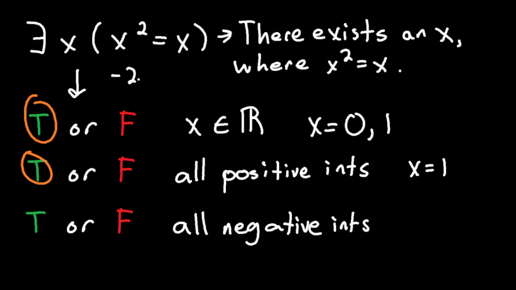How about negative 2? Well, negative 2 squared is equal to negative 2. Is this true? Remember, if you square any negative number, you get a positive number. And a positive number will never equal a negative number. So no matter what negative number you put in here, this statement will not be true. There's not even one instance in the domain of this being true. The entire thing is false. That's the only time when the entire statement is false.